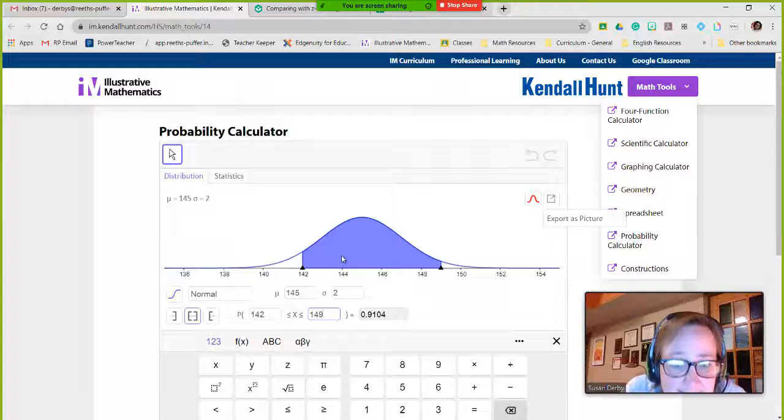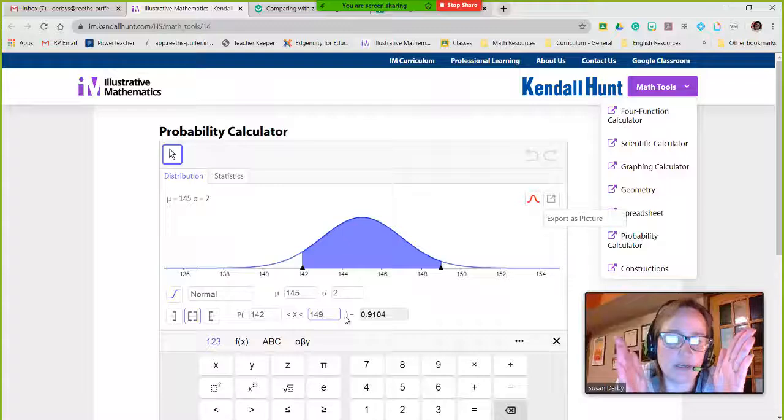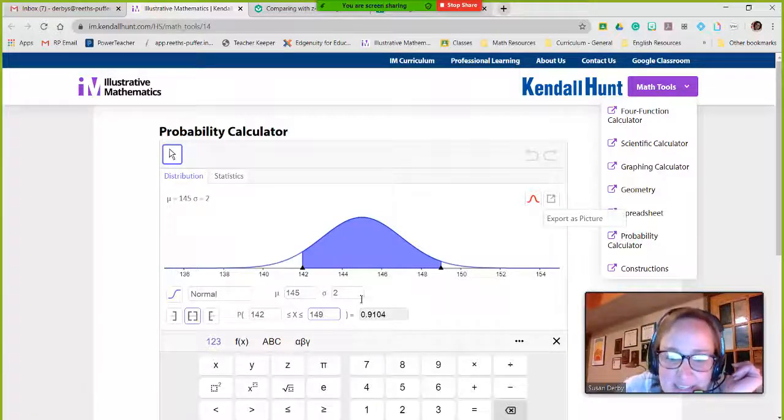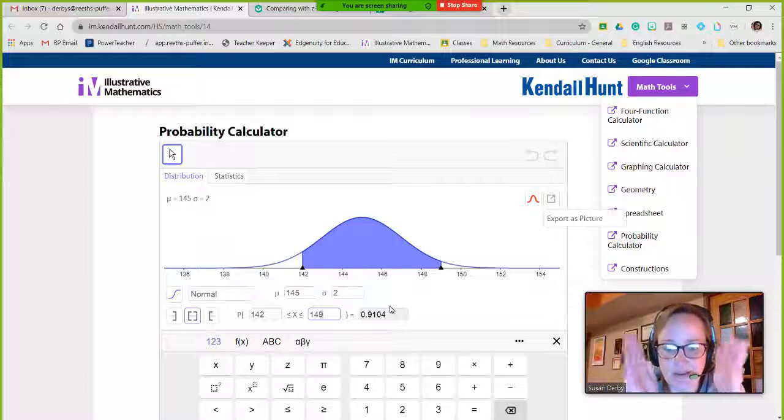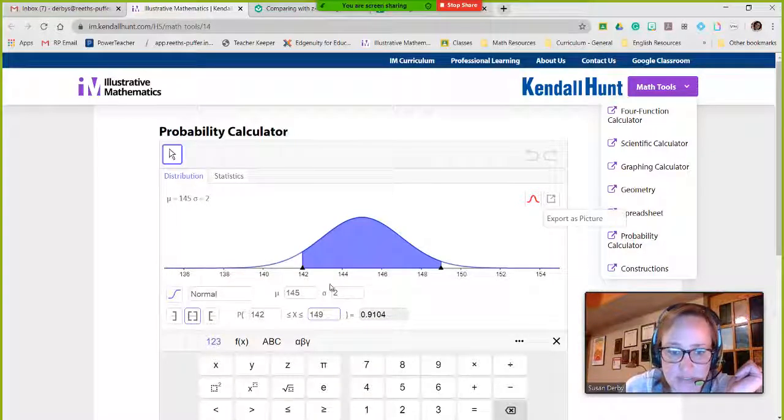And what it does is, you see how it shaded that area under the curve for me? Really helpful. Because what that tells me now is the probability that the baseballs chosen at random are going to fit within that range from 142 to 149. Okay, and it tells me that it's 0.91. So what we're looking at is that 91% of their baseballs are going to fall within that range. Okay, so this is a really nice tool to use that's going to help me out.